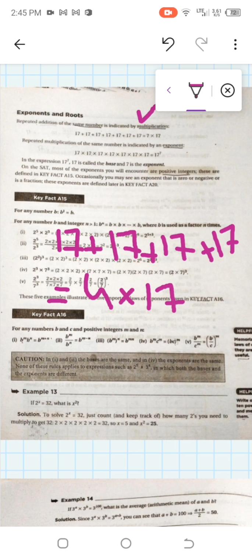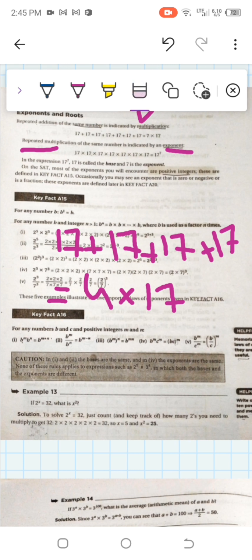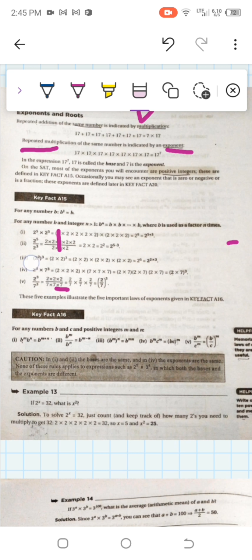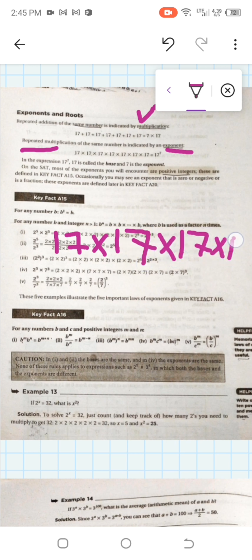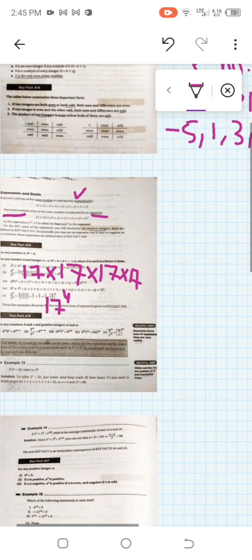ठीक है, another thing, repeated multiplication of same number is indicated by exponent. और अगर मल्टीप्लीकेशन कर कर रिपीट कर रहे हो तो वो इंडिकेट करता है एक्सपोनेंट को. लेट्स सी हाउ. सो हियर यू कैन सी if 17 into 17 into 17 into 17, I have written the 17 4 times, so you can directly write 17 and exponent 4. So this is very simple way which you can understand easily.